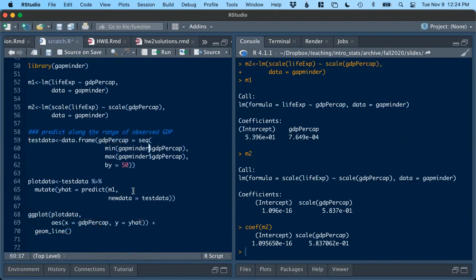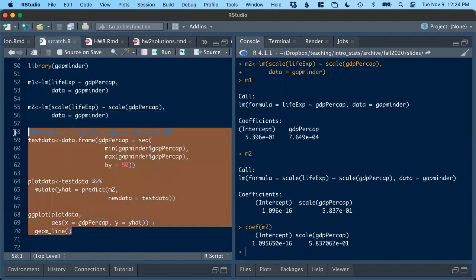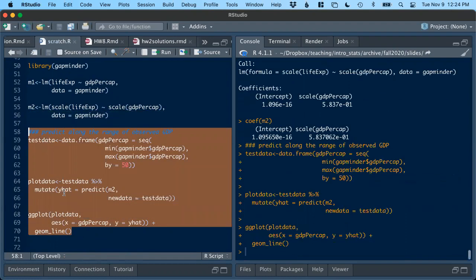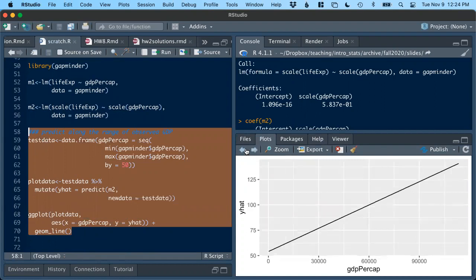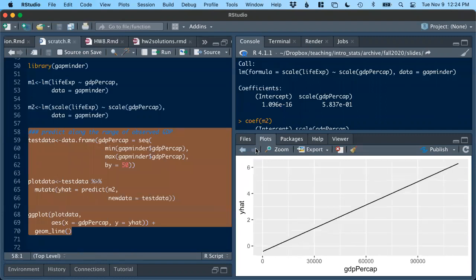I'll just switch out model 1 for model 2 in my plot data. And when we compare these two plots, it's identical. The shape. What's different is the axes, right? The scale of the x axis here goes from 50 to 150. The scale of the y here goes from like -0.5 to 6. And now this is standard deviations away from the mean. Mean is 0, standard deviations below the mean, standard deviations above the mean, right?